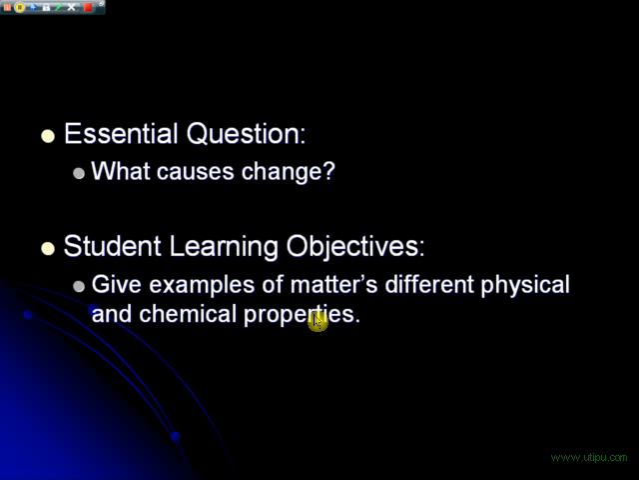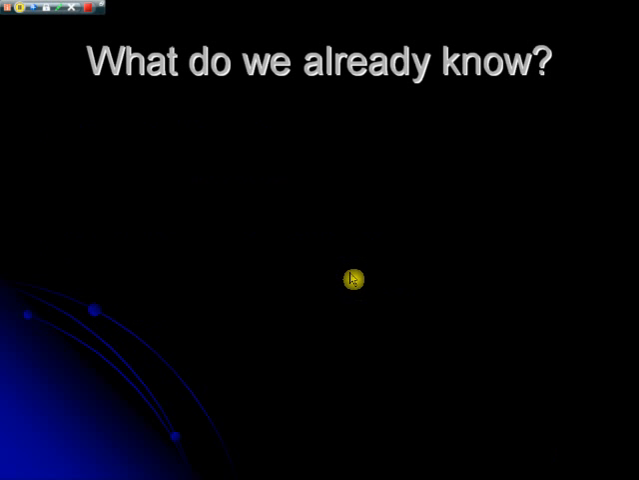What causes change? It's kind of a big question, but again, it's an important one because our opinions to this question may change over the course of the unit. The objective for today's lesson is to give examples of matter's different physical and chemical properties. At the end of this video, you should be able to list some different physical and chemical properties.